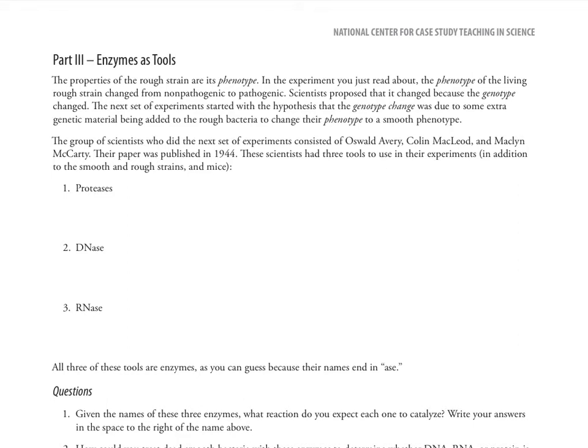The properties, as you can read here, of the rough strain are its phenotype, which I described to you earlier, right? So phenotype is what you see, what comes because of some genotype. You know that, especially if you've done the Dragon Genetics problem set already. In the experiment you just read about, the phenotype of the living rough strain changed. Well, why did it change? It went from non-pathogenic, non-disease causing, to disease causing.